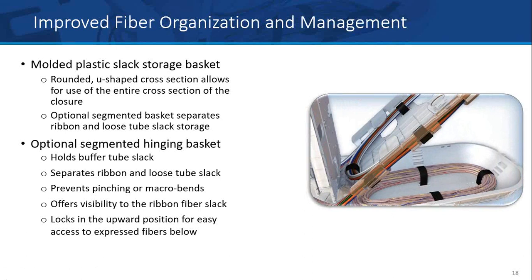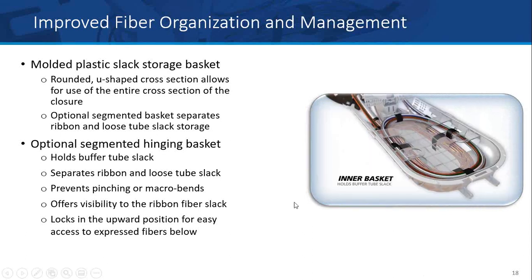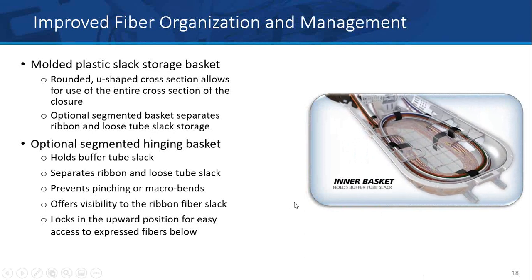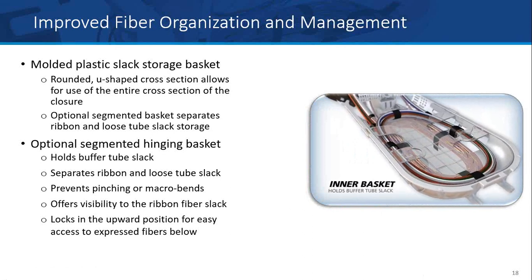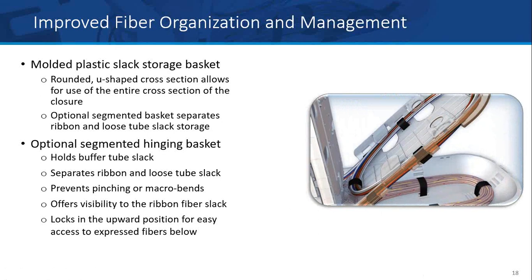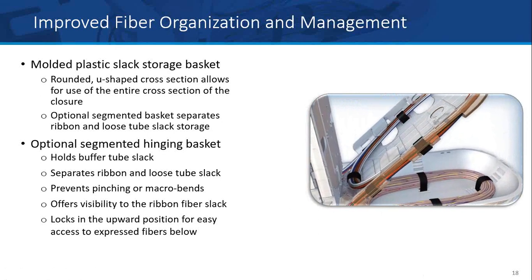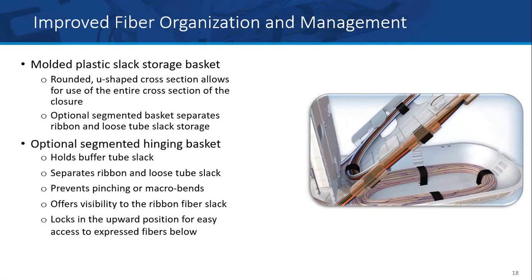So how do you avoid that? That was an interesting question and an interesting challenge to solve. What we did is we developed a hinging, separate segmented basket that's clear, that attaches separately from the main basket and allows you to place your loose tube slack separately from your ribbon slack underneath. This is optional. This isn't a mandatory item. But as you can see in the example here, you've got your wrapping tube cable, or it can be standard flat matrix ribbon, slacked at the bottom of the basket.